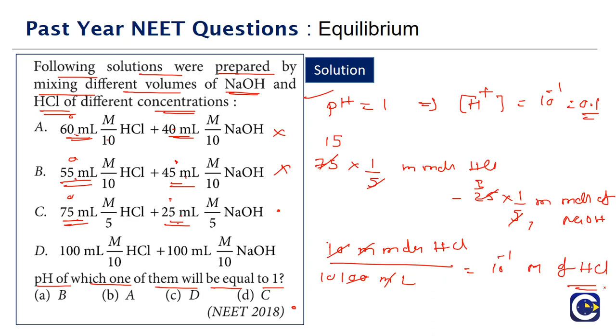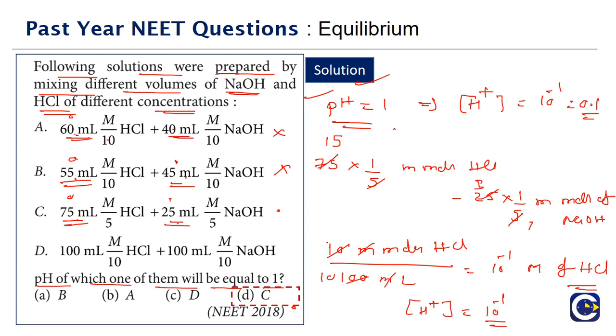Since HCl is a monobasic acid and a strong acid, whatever the concentration of HCl, the same will be the concentration of H plus. H plus concentration will be what? 10 power minus 1, which means the value of pH is going to be coming as what? 1. So the correct answer for this is option C. So we are not working out option D here.